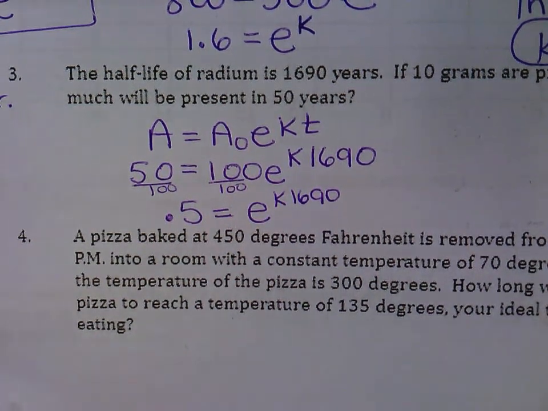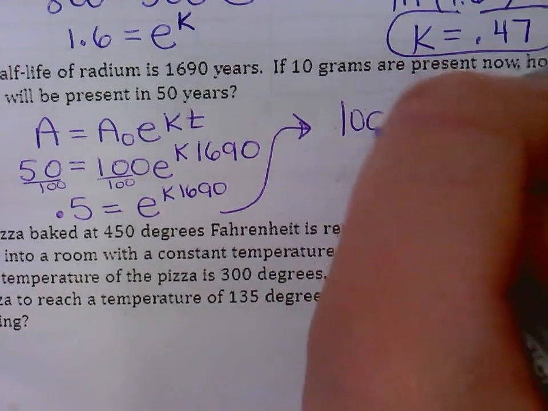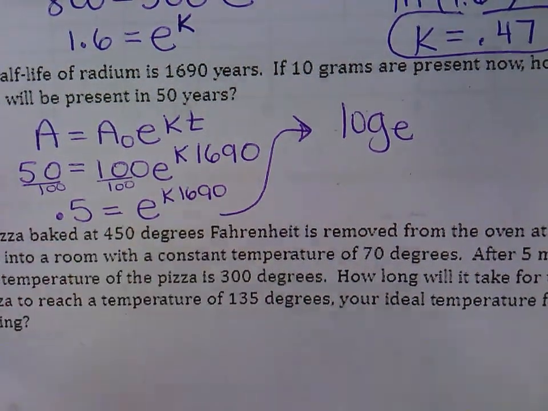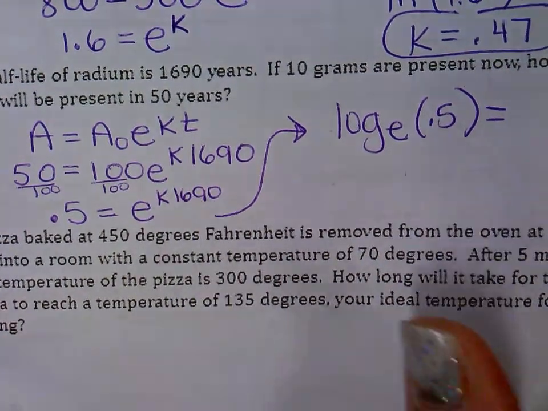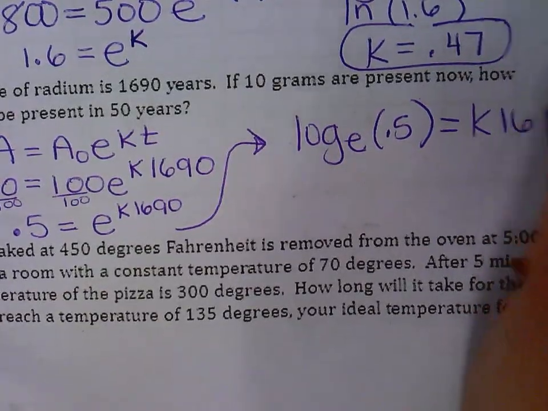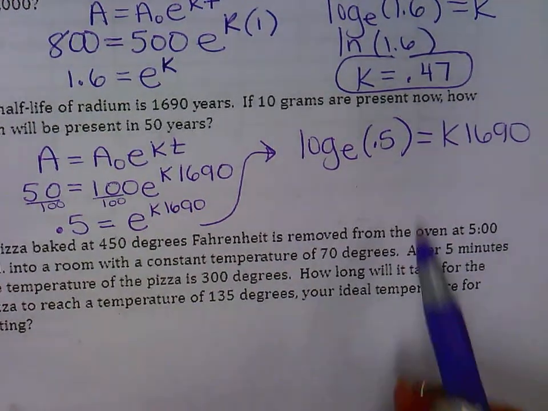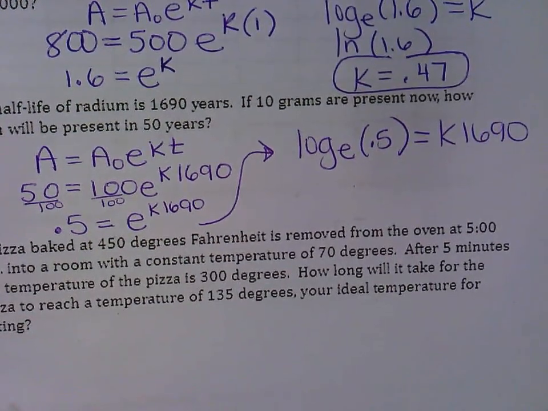Right? If E is the base, then the base of your log will be E. And then these two numbers flip-flop. So the 0.5 goes inside the log, and all this stuff in the exponent, K times 1690, goes outside the log. So you should be on this step in solving for K. Take the natural log of a half and divide by 1690. Natural log of a half divided by 1690.